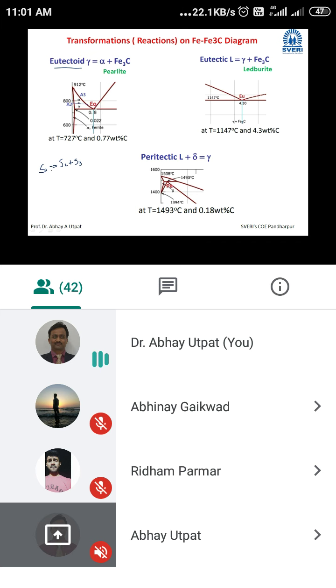What is S1 here? Gamma is S1, austenite. During cooling, it gives S2 and S3. So gamma gives ferrite plus cementite. Austenite gives ferrite plus cementite. And the mixture of this ferrite and cementite is called pearlite. Pearl means moti. It shines like a pearl. That's why the name is pearlite.